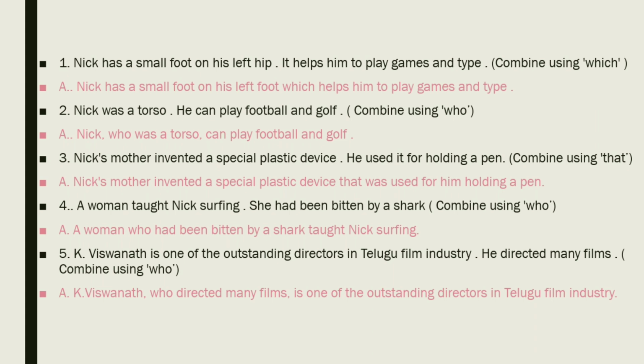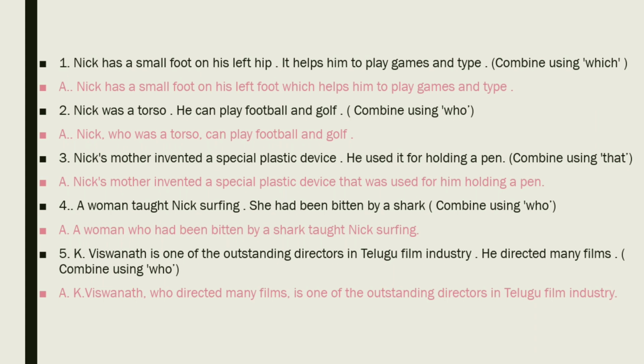Now the fourth one. A woman taught Nick surfing. She had been bitten by a shark. This is also a subject and subject case. A woman and she both represent a single personality, and when joining both the sentences the answer shall go like this: The woman who had been bitten by a shark taught Nick surfing. So the woman is the antecedent for the relative pronoun who.